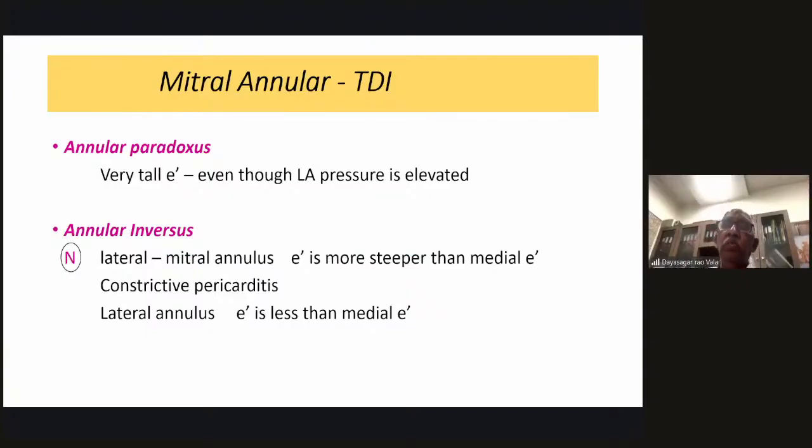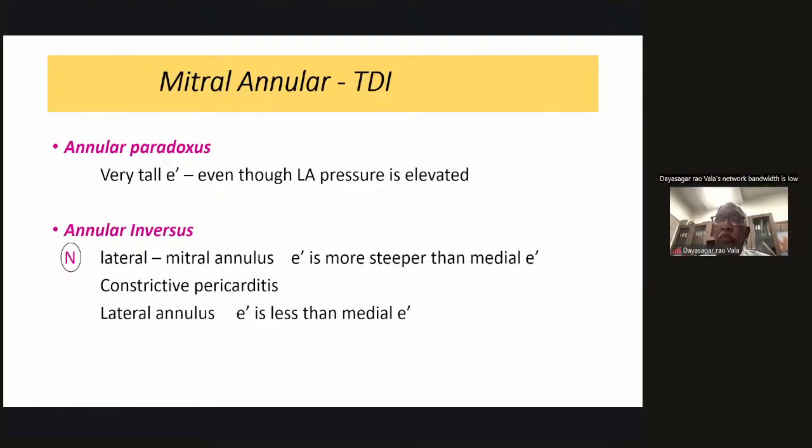So this is what I call annulus paradoxus, annulus inversus. Paradoxus because usually when the LA pressure is elevated, you expect the tissue Doppler to be smaller and flow Doppler to be larger, and that forms the basis of measuring the LA pressure. But in constriction, even though the LA pressure is elevated, both are tall. In annulus inversus, as I said, normally lateral has a higher velocity as compared to the medial, but in constriction, it is the other way around. That's why it is called inversus. Can I have the next slide?